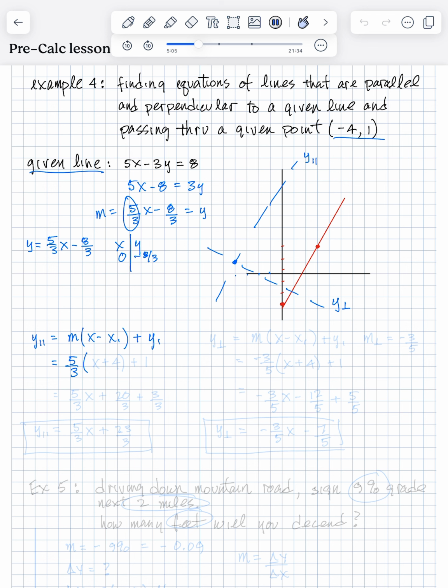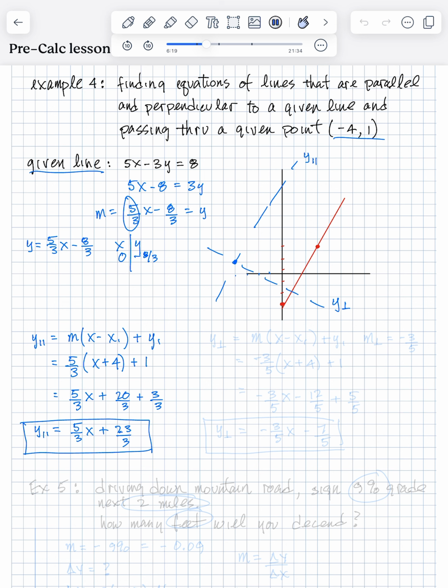So 5 thirds x plus 5 thirds times 4 is 20 thirds. Notice I'm keeping everything in fractions because a lot of times you'll have answers in fractions. So now, instead of adding 1, I'm just going to add 3 thirds. So finally it's 5 thirds x plus 23 over 3. And that is y perpendicular, or sorry, y parallel. Put a box around the answer.